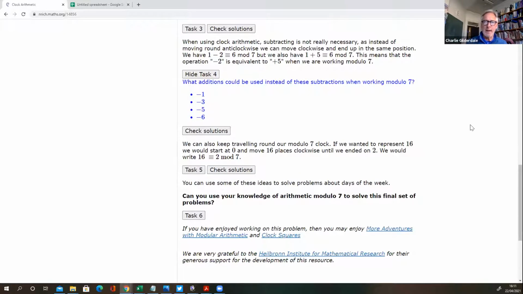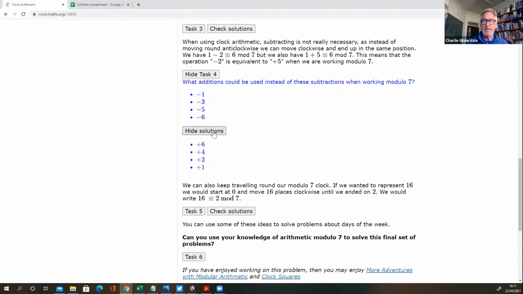I think task 4 again has subtraction and thinking about adding and subtracting. So you can be thinking of adding as going clockwise around the clock and subtracting going anti-clockwise. So subtracting 1 is the same as adding 6, that kind of idea. So that's what task 4 is. And you can see for every task, we've published some solutions so students can just check that they're on the right track.